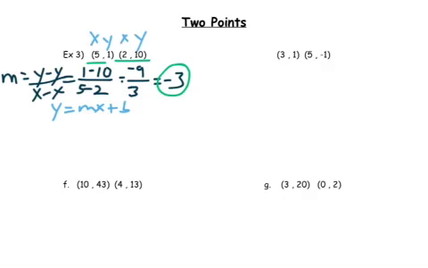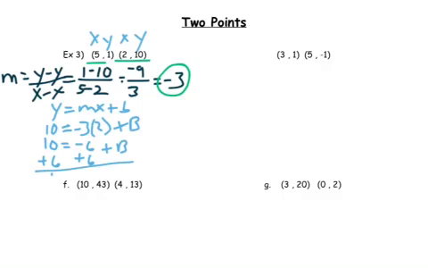So y is 10, m we just calculated to be negative 3, x I'll get from the same ordered pair, which is 2, plus b. Again, very similar to the previous problems. So 10 equals negative 6 plus b, add 6, 16 equals b. So all I need is a b and an m, and I'm good to go. Write my equation, y equals negative 3x plus 16.